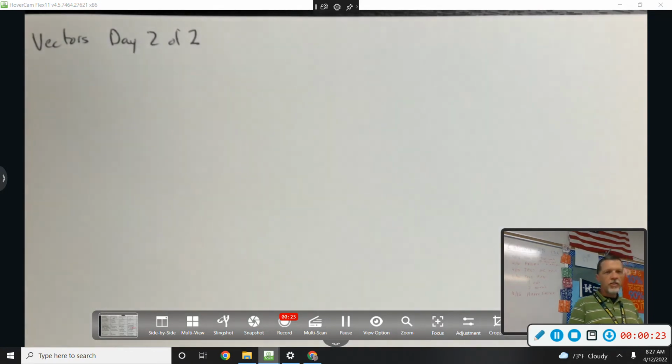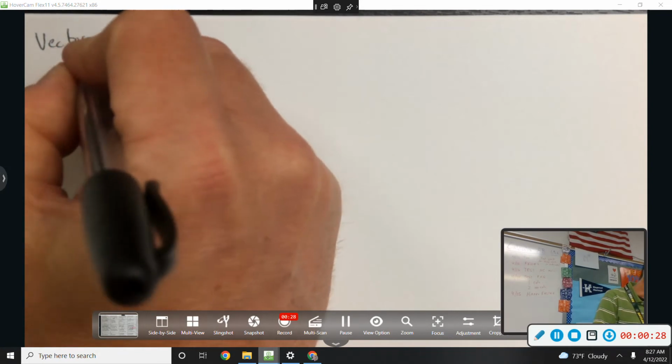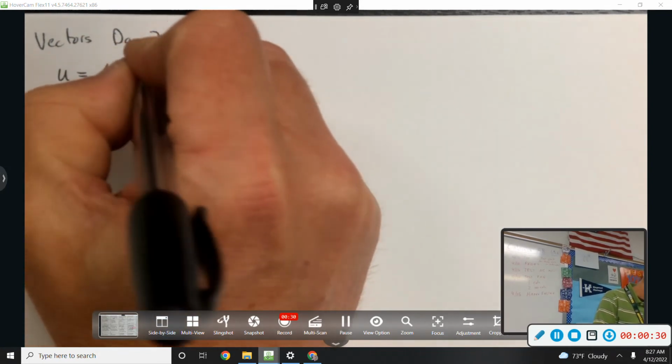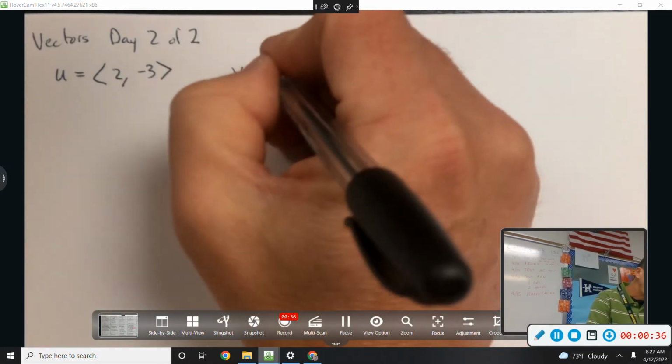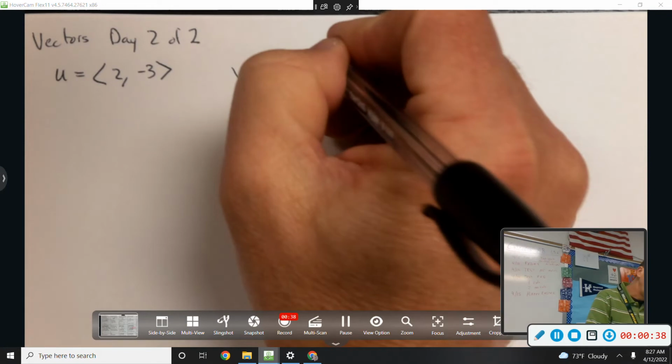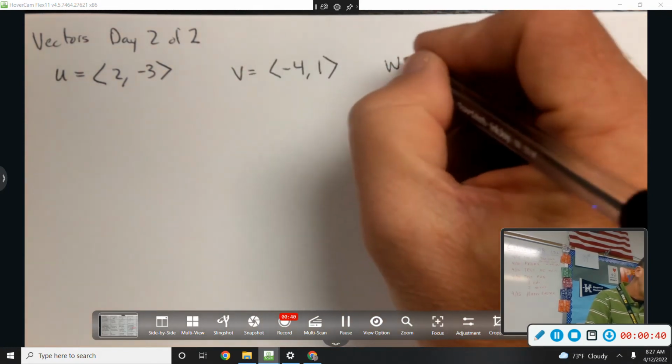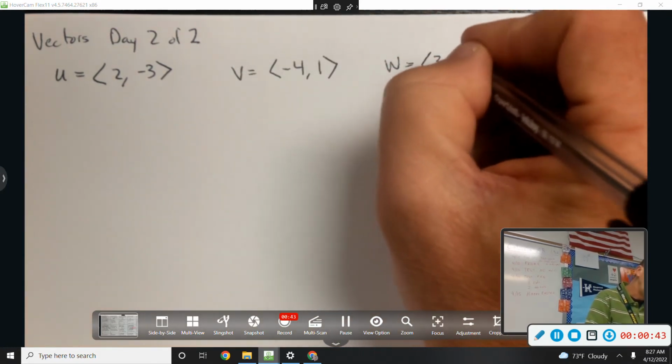All right, vectors, day 2 of 2. Let's get some vectors to work with. So just some example vectors. Let's let u be 2, -3. v is -4, 1. And w can be 3, 2.